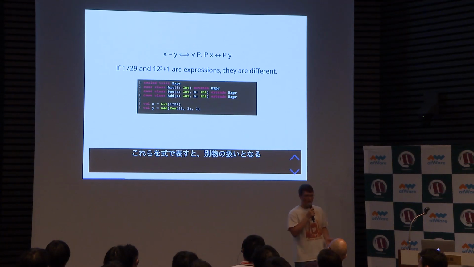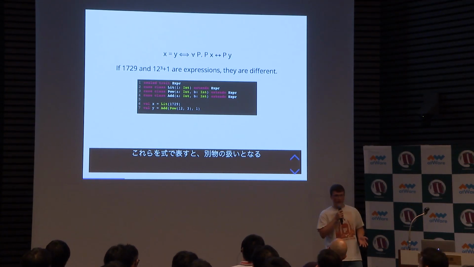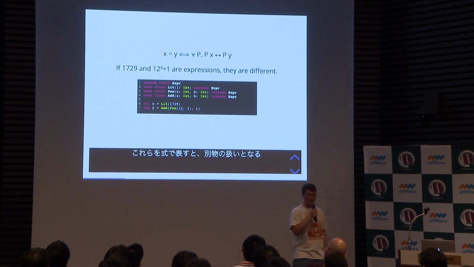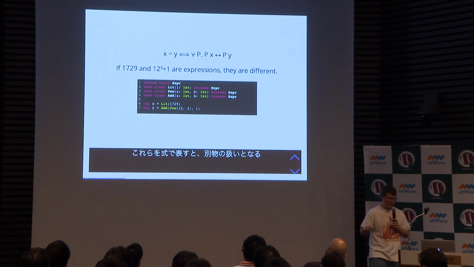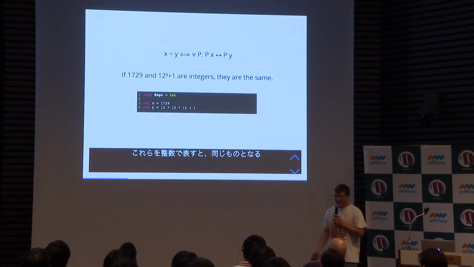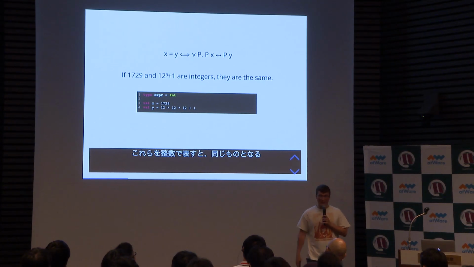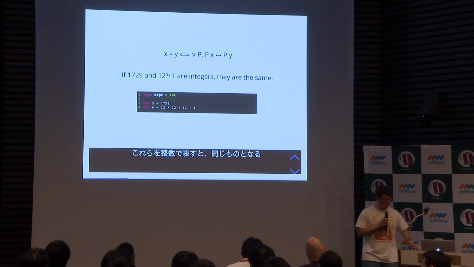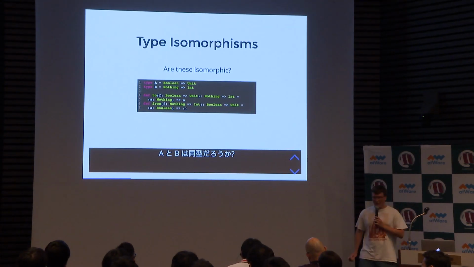Now, if x and y are expressions, and we can actually observe the structure of those expressions, then they are different, right? Because you take those x and y and you pattern match, and you're going to find that they have different data constructors. But if we forget that structure, if we cannot observe it, then they are exactly the same, right? You cannot distinguish between 1729 and 12 to the third plus 1 at runtime. So ours is too isomorphic.